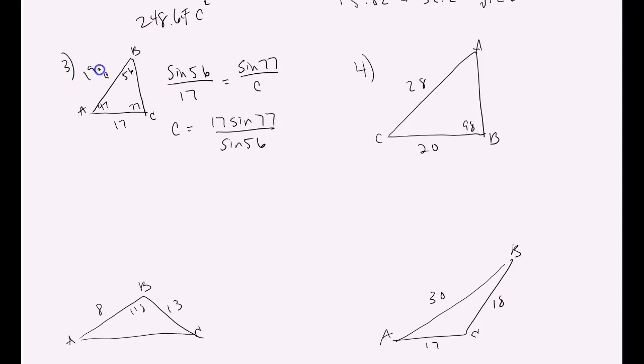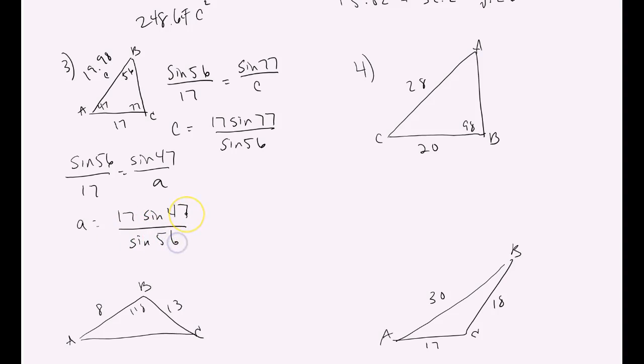So over here, 19.98. Now please don't do Pythagorean Theorem to get that third side because this is not a right triangle. But I am going to use the same formula I just did above, and now instead of doing 77 in C, I'm going to do 47 in A. So when I cross multiply, A will be the same thing I typed in earlier, except it's a 47.